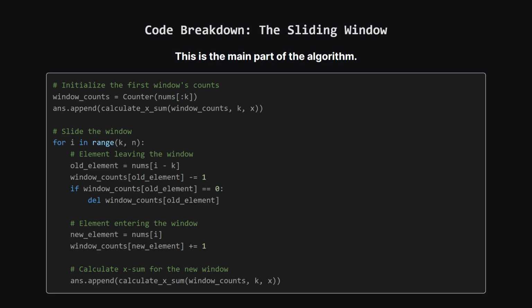Now for the sliding part. We start by setting up the frequency counts for the very first window and calculating its x sum. Then, we loop through the rest of the array. In each step of the loop, we identify the number that's leaving the window on the left. We decrease its count, and if the count hits zero, we remove it from our tracker completely. Then we look at the new number entering on the right and increase its count. With our counts updated, we just call our helper function again to get the x sum for this new window and add it to our answer list. We just repeat this until we reach the end of the array.